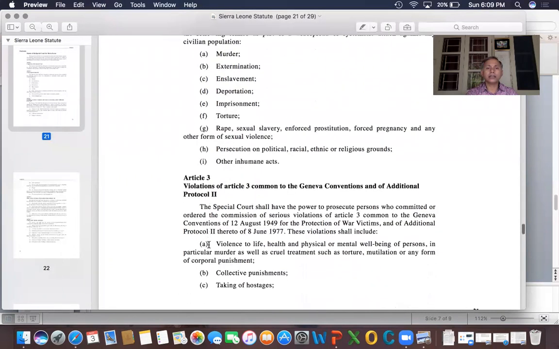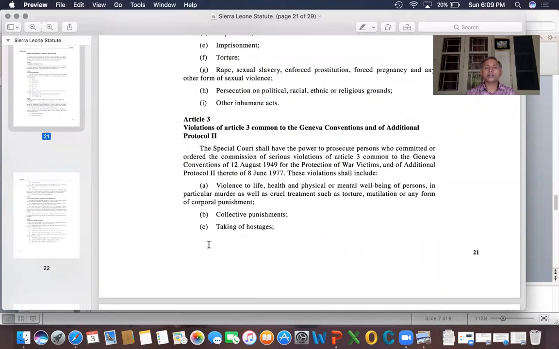If you look at Article 3, it says violations of Article 3 common to the Geneva Conventions and of Additional Protocol 2. This is very much the same as the ICTR statute, because in Sierra Leone the civil war took place, so this was a non-international armed conflict. In non-international armed conflicts, Additional Protocol 2 is violated, and Common Article 3 of the Geneva Conventions is violated.